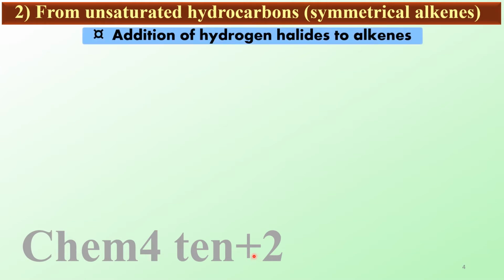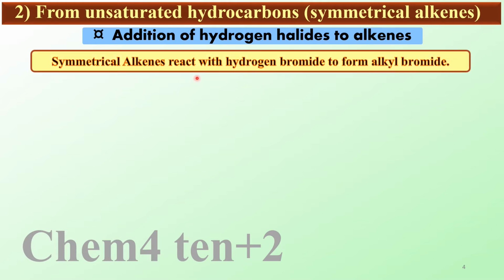Now we are going to see addition of hydrogen halides to alkenes, in which we are going to use hydrogen halide, that is HBr. Here the unsaturated hydrocarbon used is alkenes. The alkenes which we are using here are symmetrical alkenes. Symmetrical alkenes react with hydrogen bromide to form alkyl bromide. So, reaction with hydrogen bromide.